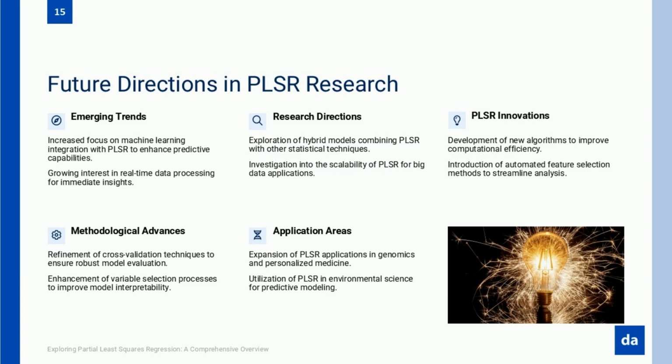Speaking of real-time data, automated variable selection is another hot topic. Right now, choosing the number of components in a PLSR model is part science, part art. Researchers are working on adaptive PLSR techniques that can automatically optimize model complexity without overfitting, reducing the trial and error involved in model tuning. Think of it as a self-driving car for regression. No more guessing how many components you need.